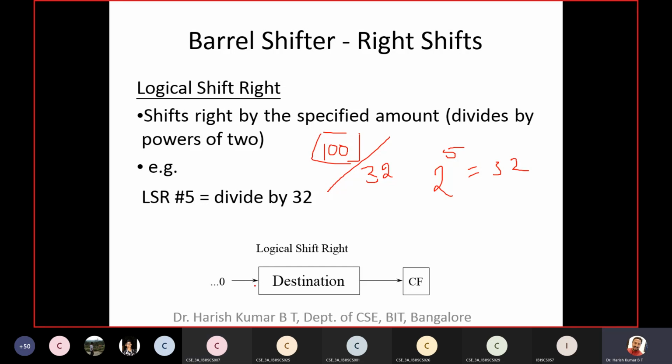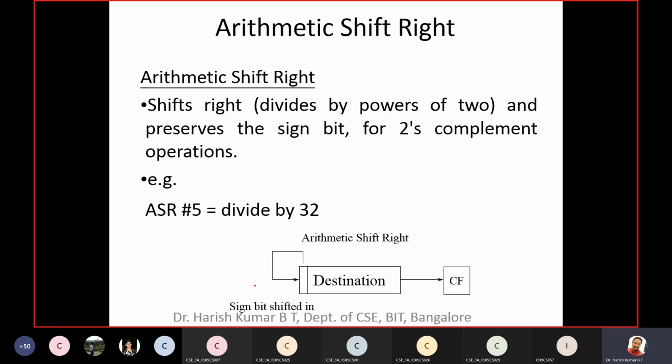Okay. Next, arithmetic shift right. Everything is the same, the only thing is, when I say arithmetic shift right, the sign bit must be preserved. So you cannot shift the sign bit. If you shift the sign bit, the polarity of the value itself will change: positive becomes negative and negative becomes positive. So the sign bit should not be changed. It should stay there.